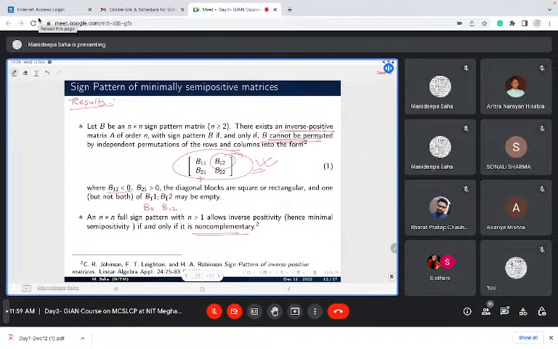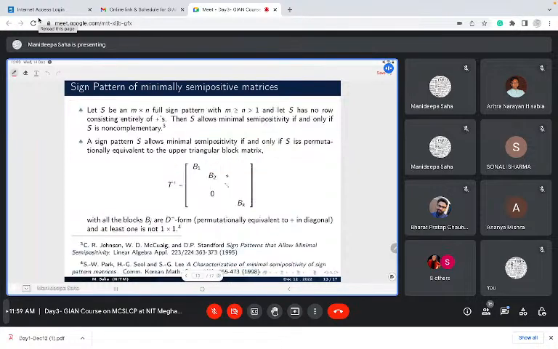This theorem can be found in an article by Johnson. Observe that this theorem is only for the full sign pattern, which means it cannot have zeros. The question is whether it can be generalized to any sign pattern. The answer is yes, and here are some results related to the sign pattern of minimally semi-positive matrices.